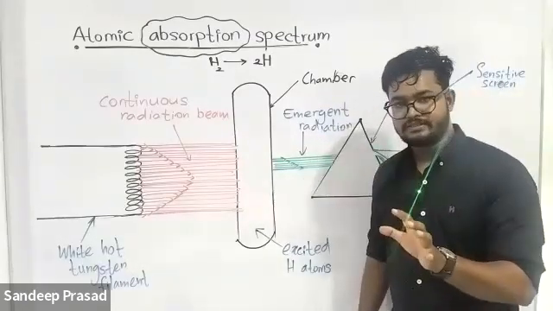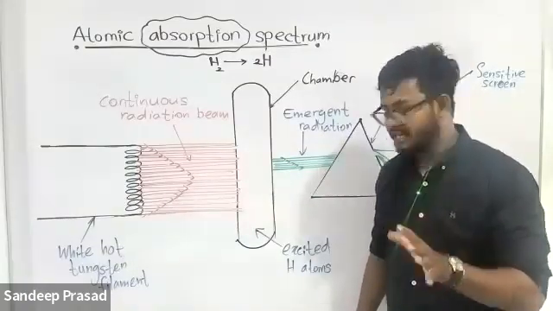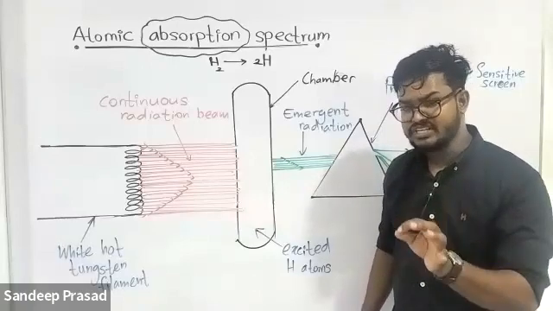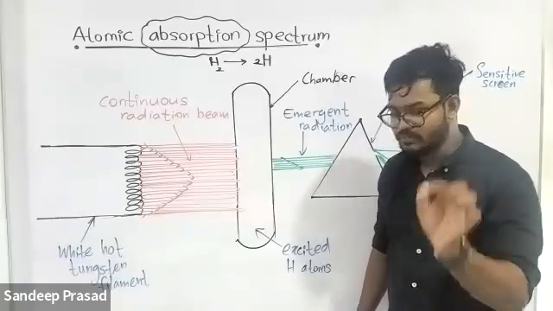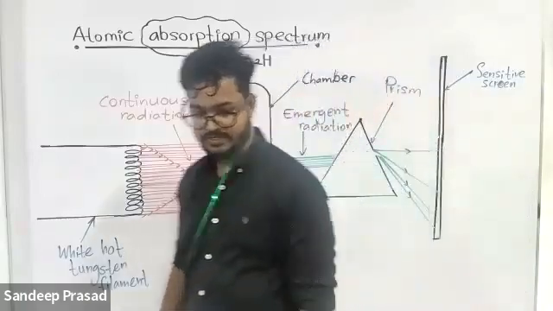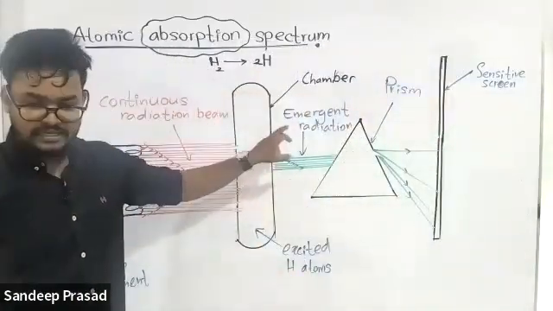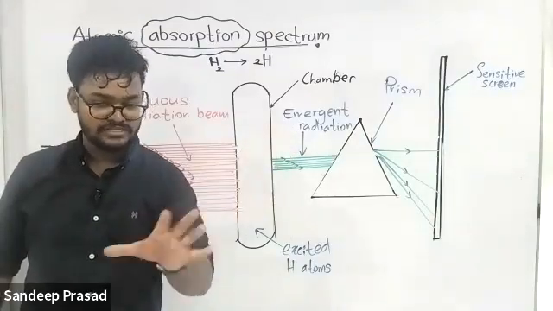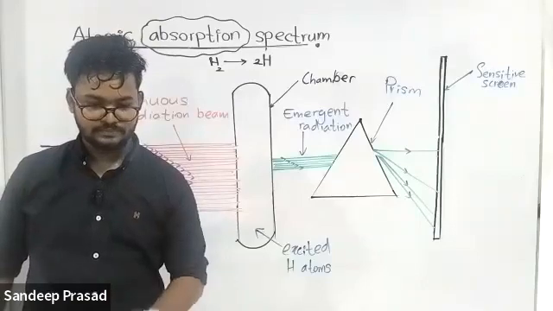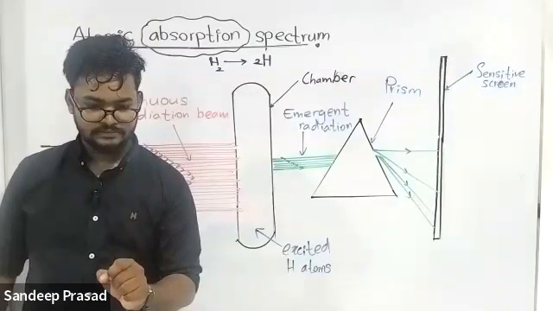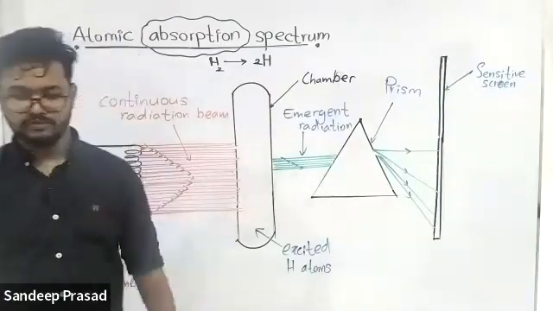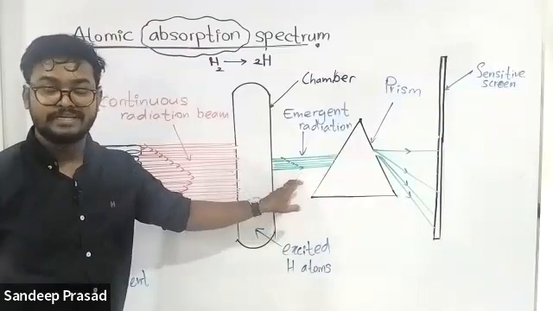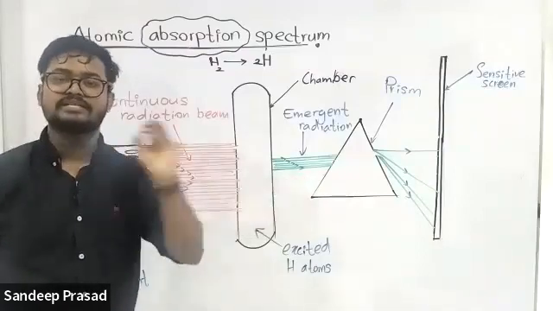Now my question is, think about this properly and tell me, these emergent radiations, are they discontinuous or continuous? Let's see your answer. Tell me, are they continuous or discontinuous? Yeah, Lakshmi, correct. Yeah, very good. Most of you understood. So remember, these emergent radiations are discontinuous.